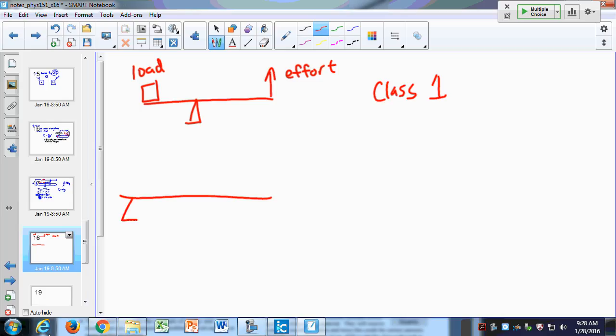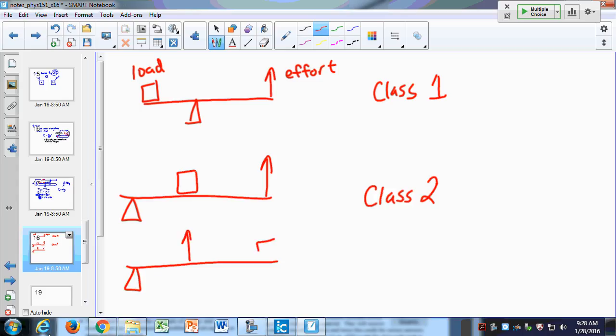Class two, the fulcrum is at the end. The weight, or the load, is here, and the effort is here. That's class two. In class three, the fulcrum is still at the end, but you switch the load and the effort. So my effort is there, and my load is there. By the way, with the load, I've just drawn it as a block, but you have this downward force, which is equal to the force weight of whatever that load is. All right, this is a class three lever.